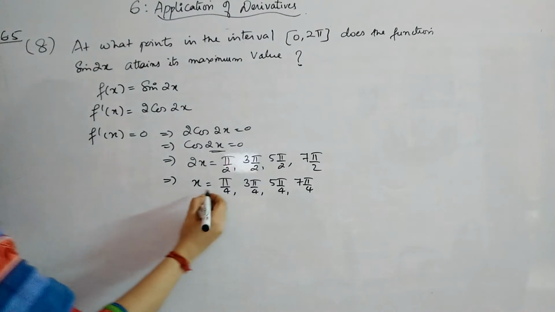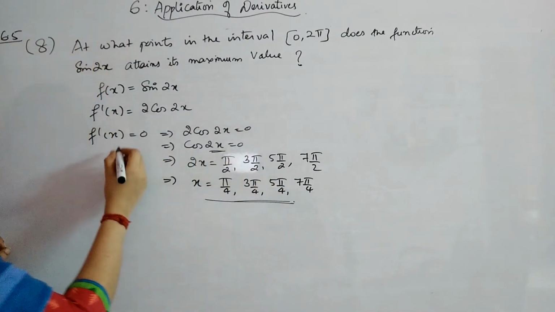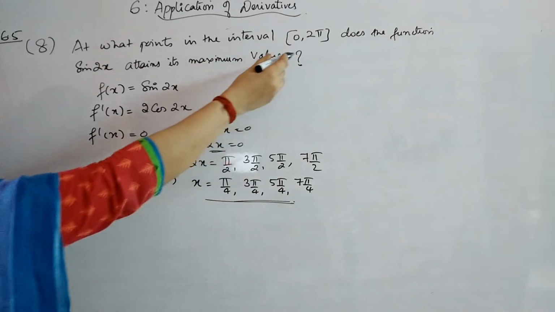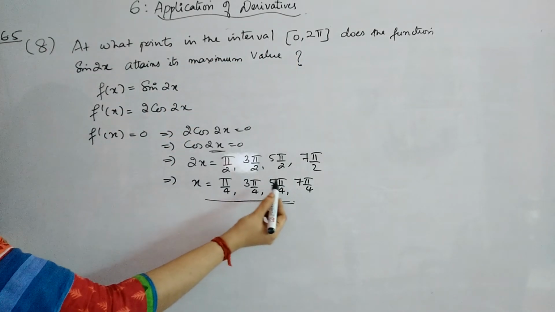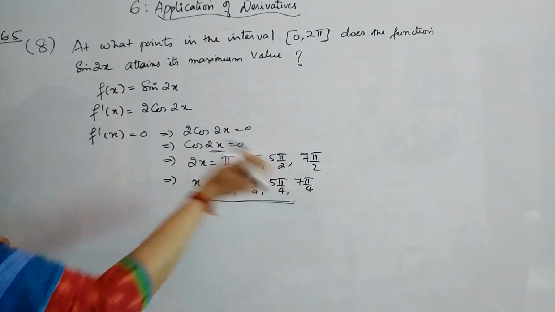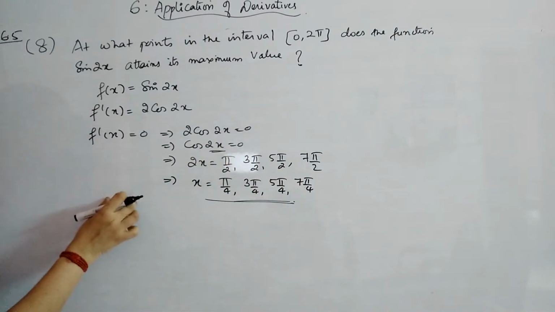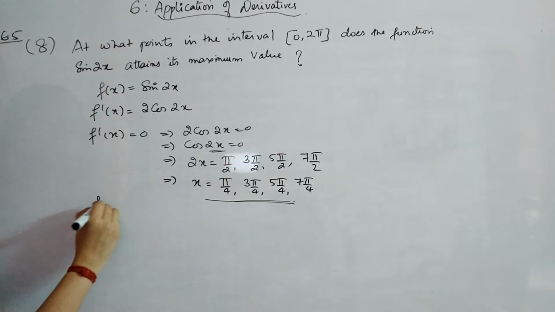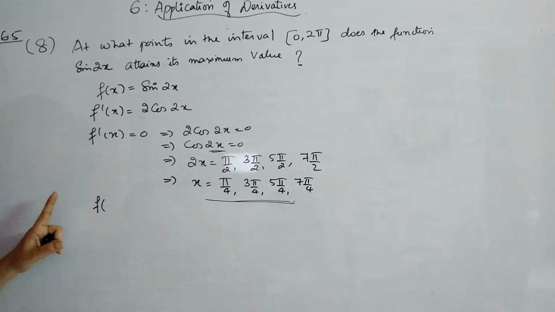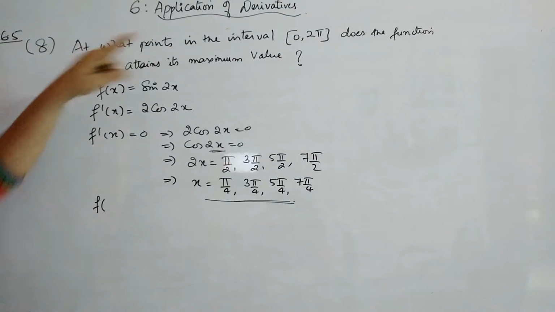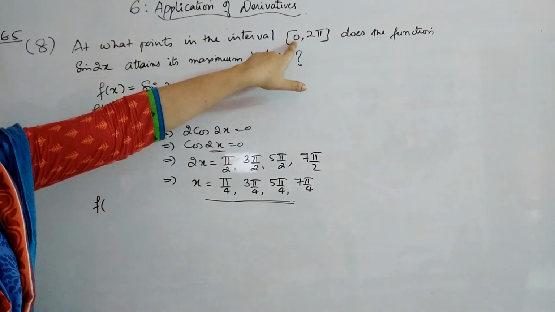So the values of x which are inside 0 to 2 pi are pi by 4, 3 pi by 4, 5 pi by 4 and 7 pi by 4. Now we have to check for all these, that is f of. Okay, for all these values we need to check, and that will give you your maximum and minimum. Again it is a closed interval, which means you have to check for 0 and 2 pi also.